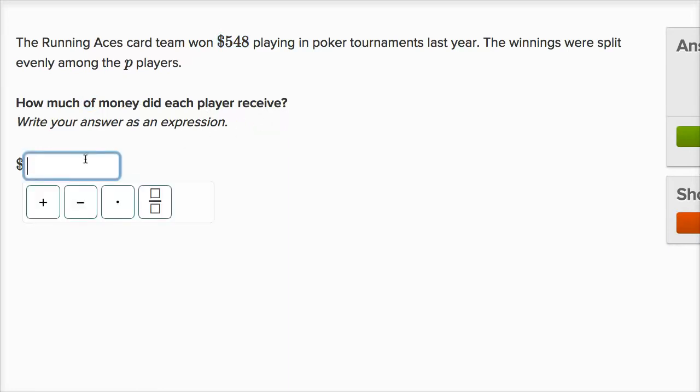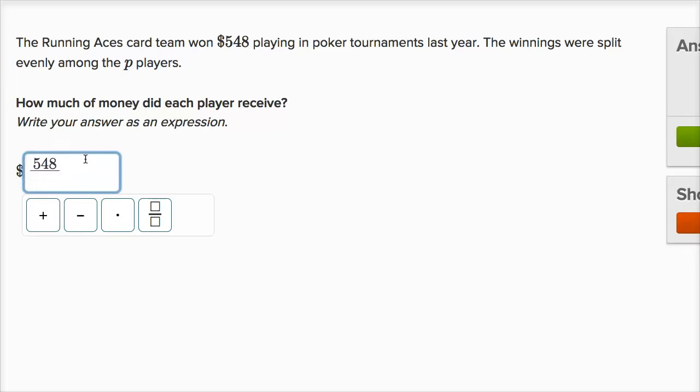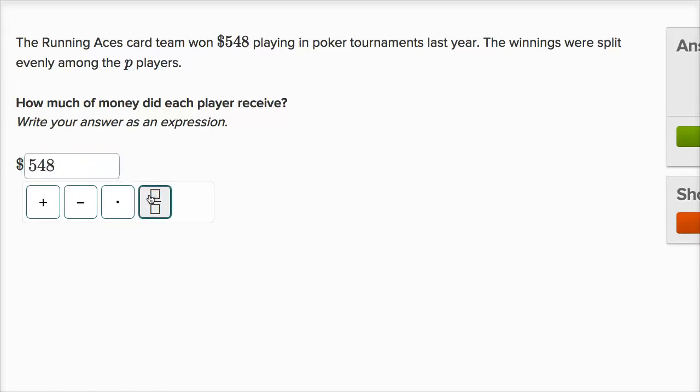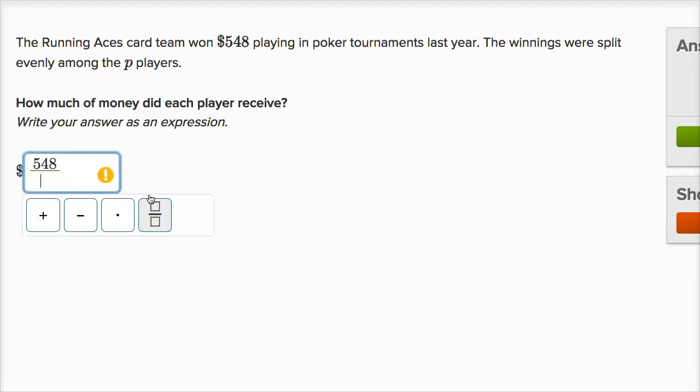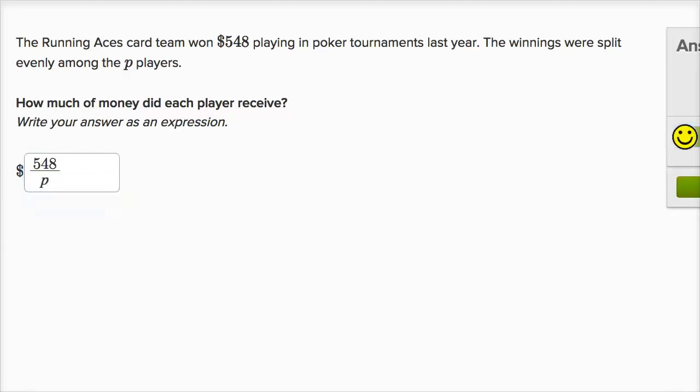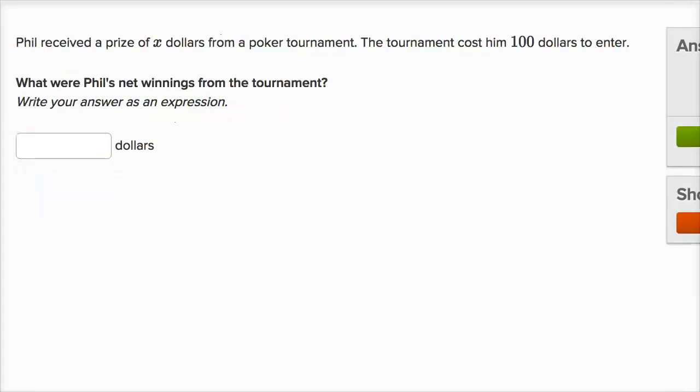So they had $548, and they had to split it evenly among the P players. So they're going to split it. So I'm just going to do a backslash here, or I literally could have just clicked on this as well. 548 divided by P. I'm going to divide the amount of money we got amongst the number of players. So that's how much money each player actually receives. Let's check the answer and got it right. Let's do a few more of these.